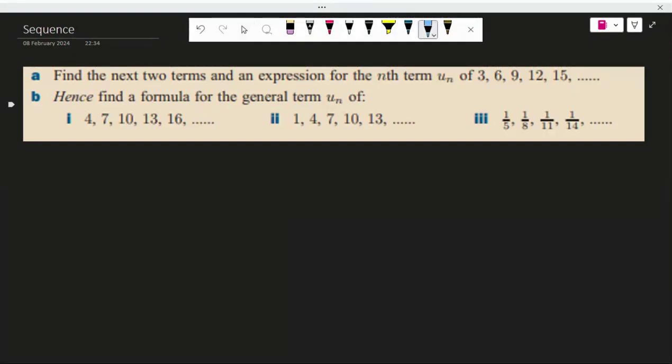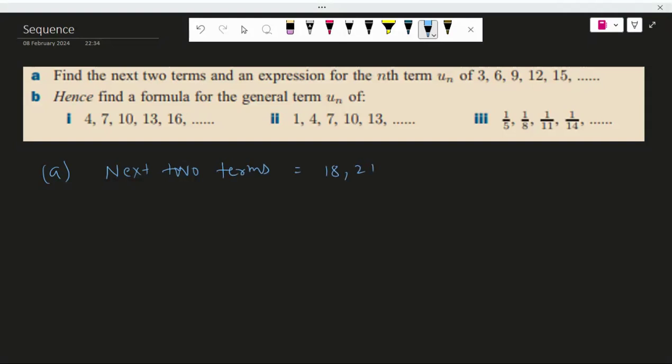Next two terms and an expression for the nth term un. Next term will be, we see that the difference between two consecutive terms is 3. So the next two terms are 18 and 21. Okay.